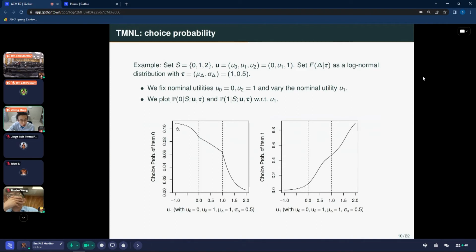Now you can see that the choice probability is continuous on both plots, and it is almost everywhere differentiable. The only non-differentiable points are here and here, when this U1 is 0 or 1, that is, when there are ties among U. That's where the non-differentiability appears. However, even at these points, it is semi-differentiable, meaning that both the left and the right derivatives exist.